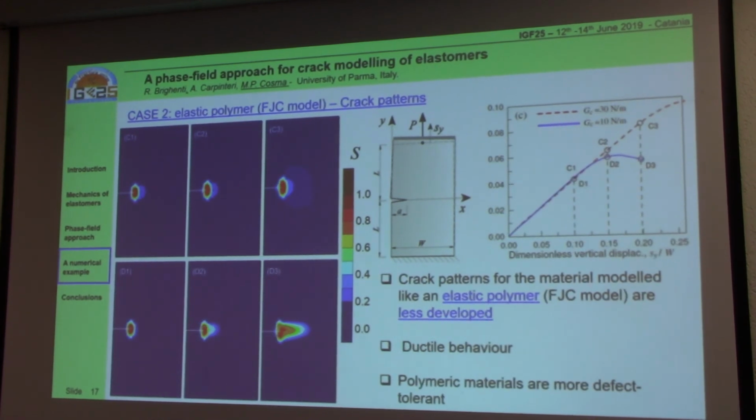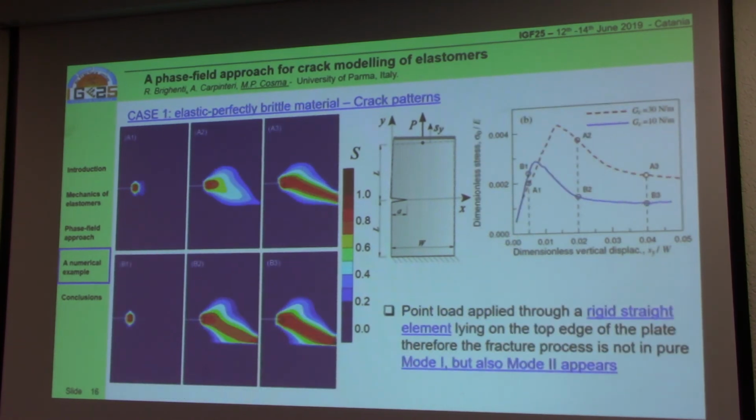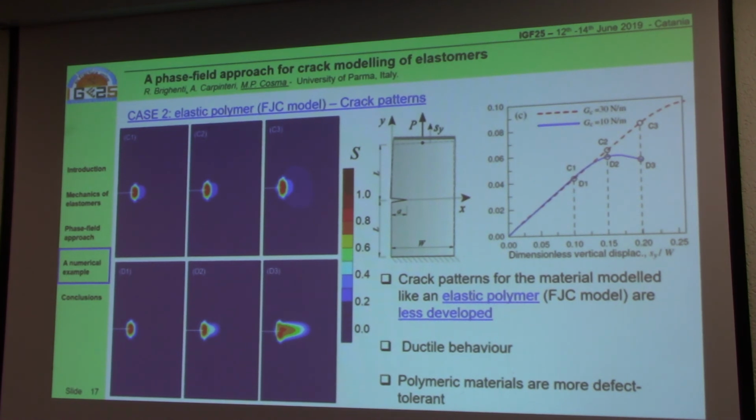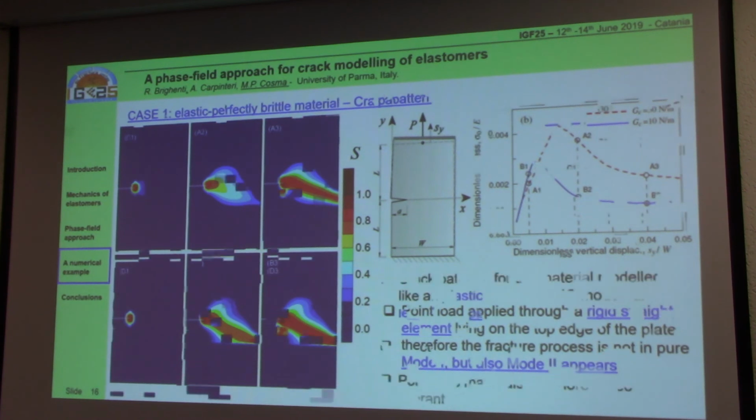In the case of the elastic polymer, as you can see, the cracks are less developed in comparison to the previous one, and this shows a more protective behavior of the polymer. That means that if we model a polymer by using a model which is more proper for a polymer, we can notice, according to the literature, that these materials are more defect tolerant than the previous one, of course.